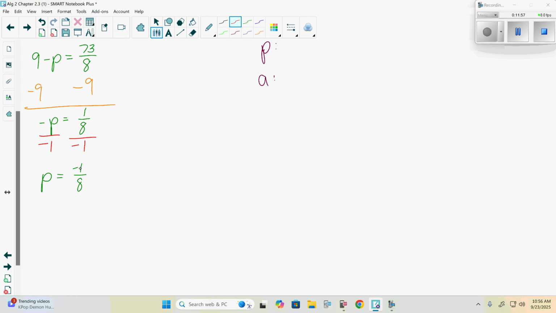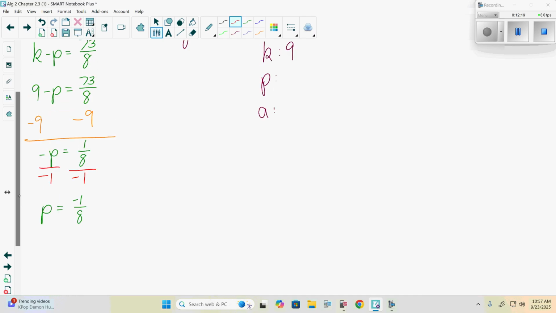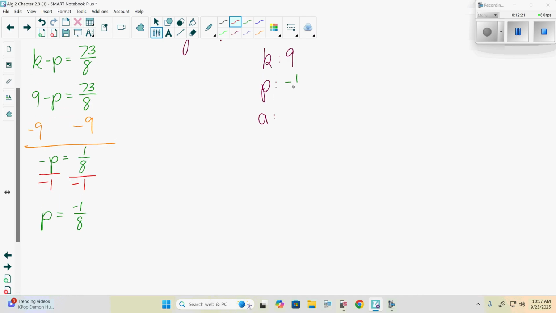Do you know we could have also multiplied by negative 1 and got to the same spot? Because negative p times negative 1, the negative and negative make positive. 1 times p is p. 1/8 times negative 1. 1/8 times 1 is still 1/8. And our positive times a negative would make it negative. We get to the same spot. So we found that the value of p is negative 1/8.